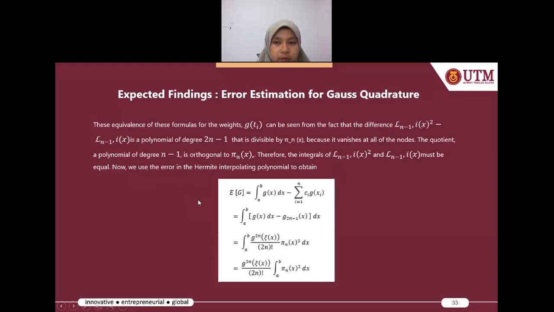The equivalence of this formula for the weights can be seen from the fact that the difference of l_{n-1}(x) squared minus l_{n-1}(x) is a polynomial of degree 2n minus 1 that is divisible by p_n(x) because it vanishes at all of the nodes. So we can say that the area is equal to the integration from a to b of g(x) dx minus the summation from i equal to 1 to n of Ci g(xi).